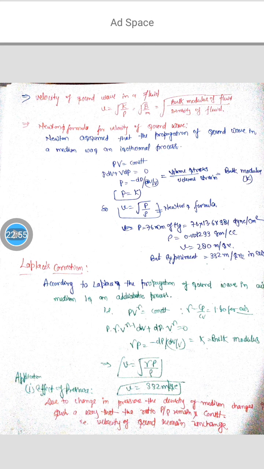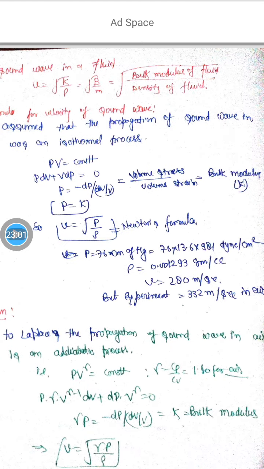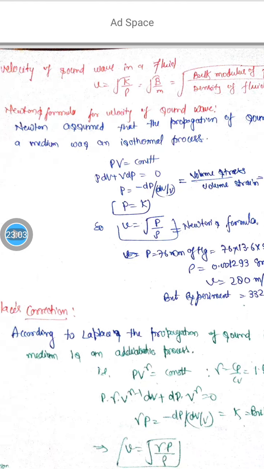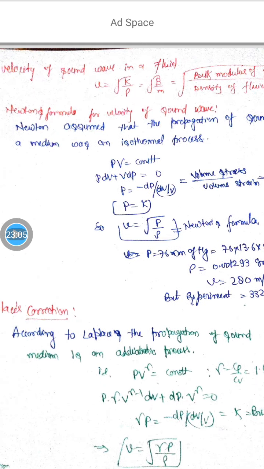Okay, so Newton's formula for the velocity of a longitudinal wave or sound wave. Newton assumed that the propagation of a sound wave in a medium was an isothermal process. Newton assumed it is isothermal. When a wave travels in air, it is an isothermal process.